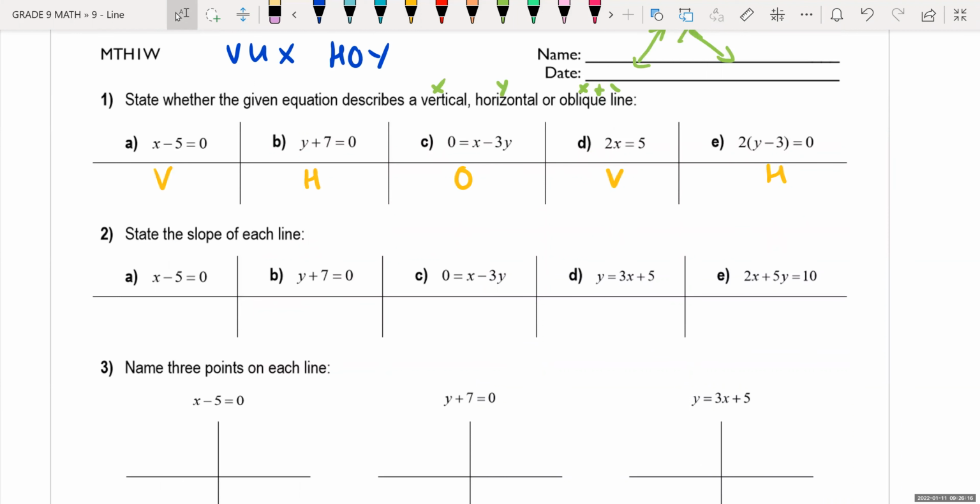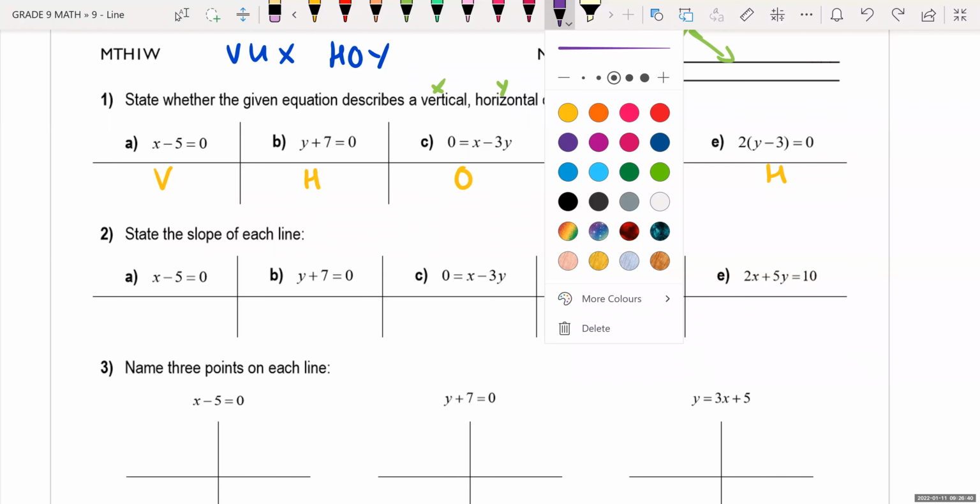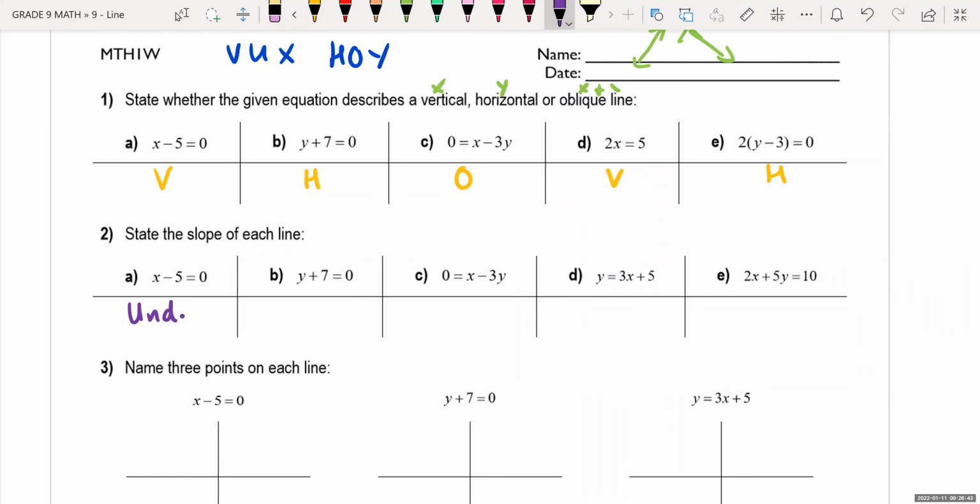All right, for the next one, it says state the slope of each line. So what we're going to do first is the same questions as above, not all of them are the same. The first 3 are the same. So for the first one, we know it's a vertical line. What kind of slope will a vertical line have? Will it have a 0 slope or undefined? Yep, it's going to be undefined. So I'm just going to write UND to show that it is undefined. How about question B? It has only the letter Y, so we know it's horizontal. If it's a horizontal line, is it a 0 slope or an undefined slope? Yeah, and I'm just going to write the word 0 just so we don't confuse it with O for oblique.